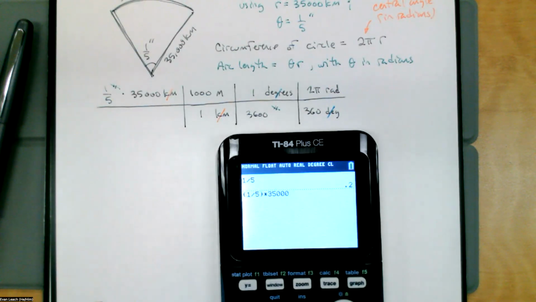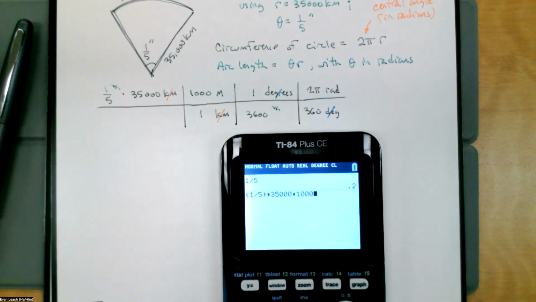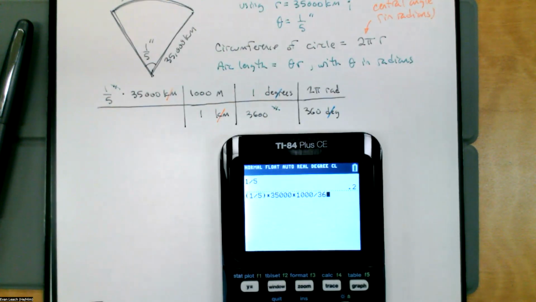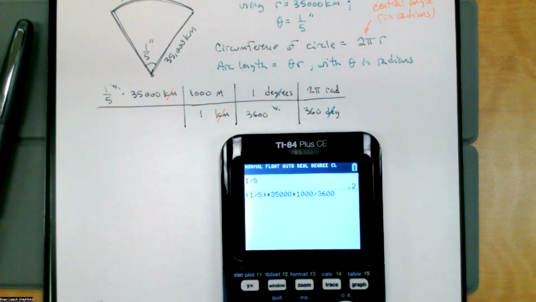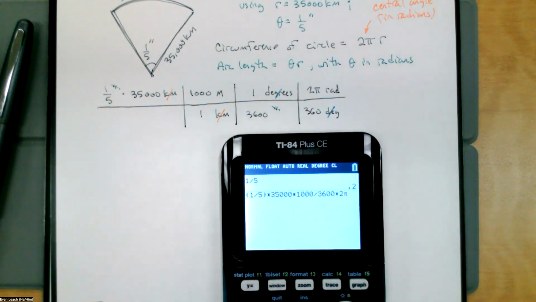The numbers on top, I'm going to multiply. This is going to be in kilometers, so I need to multiply by 1,000 to get it into meters. Then I'll need to divide by the 3,600. That's going to give us degrees. The 2 pi is on top, so I'm going to multiply by the 2 pi. And the 360 is on the bottom, so I'm going to divide by 360.